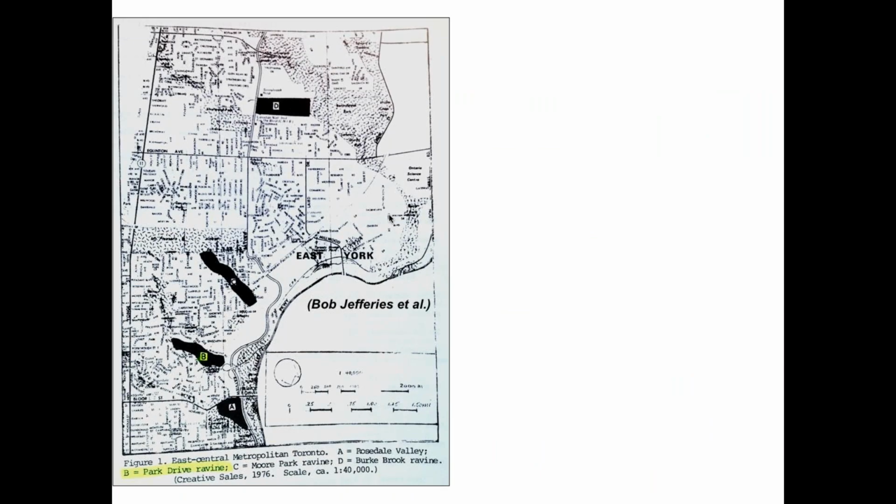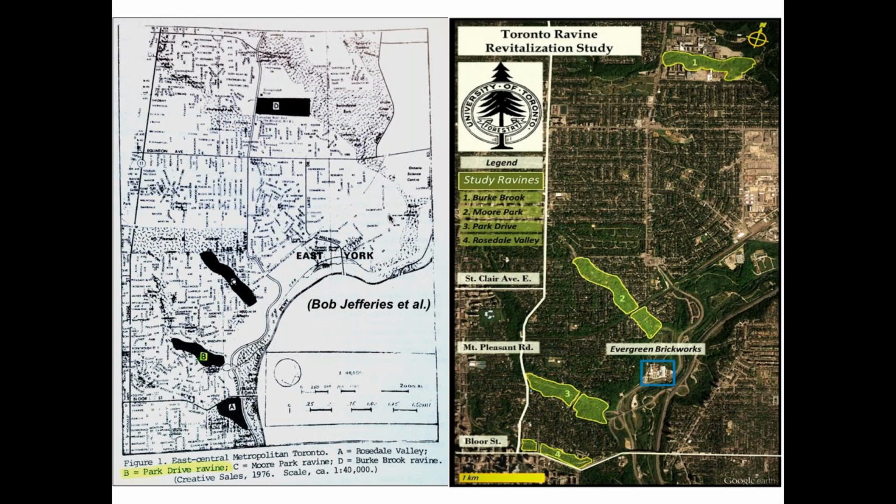So one of the professors involved was Bob Jeffries at our faculty. Some may remember Bob, eminent ecologist, Nobel Prize winner for climate change. And you can see where these ravines from the original study are actually located here in east central Toronto at that time. And this is basically, we remapped them.